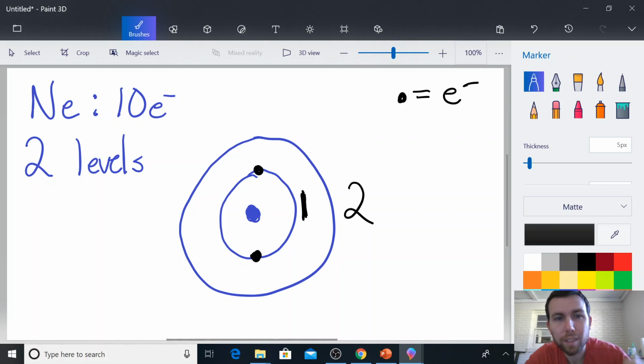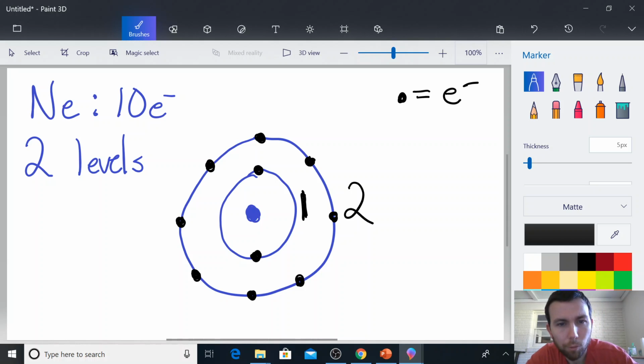So now I'm going to move to the second energy level, which holds a maximum of 8 electrons, and I'm going to start filling that up. So I've got 1, 2, 3, 4. Now remember, we've got 8 left over. So then I've got 1, 2, 3, 4, and then 5, 6, 7, 8. All right, so I ended up putting the maximum number of electrons that I could fit in energy level number 2.